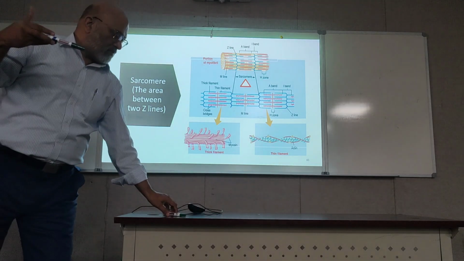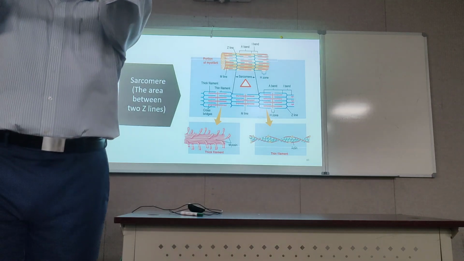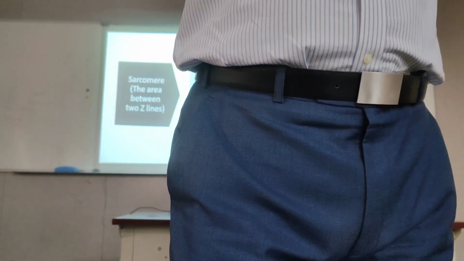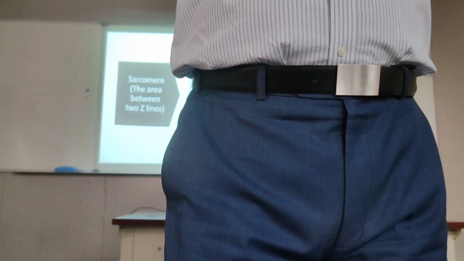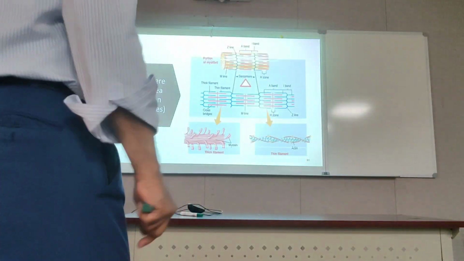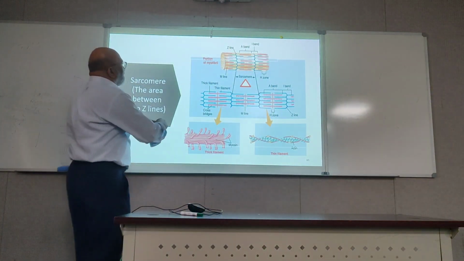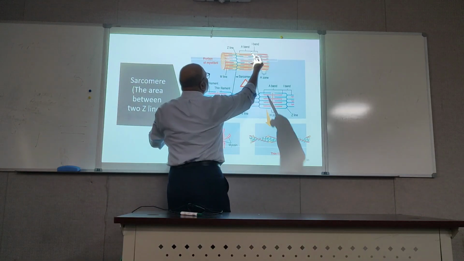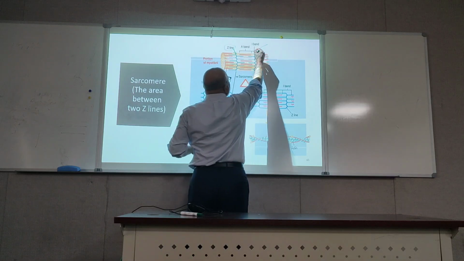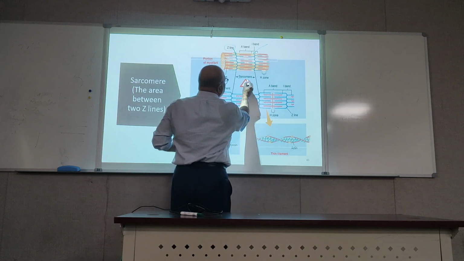So my dears, this is what I made here. I will explain it in a minute. Remember this thumb and this thumb. This is the Z line. And this is the actin filament. And this is myosin. So we'll learn it here. This is Z line. This is Z line.